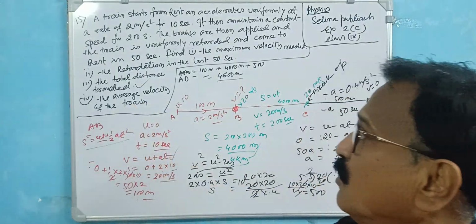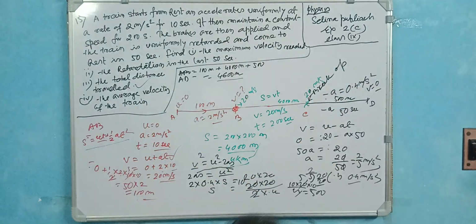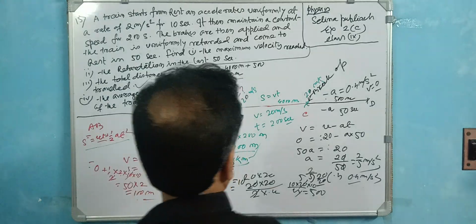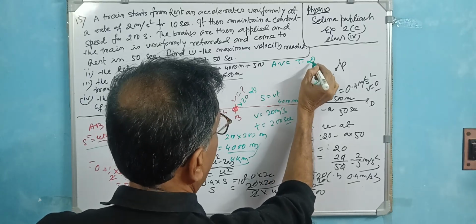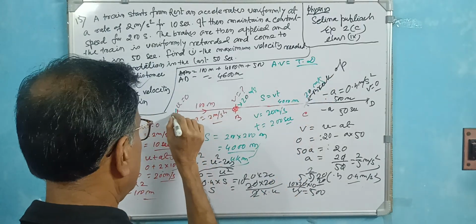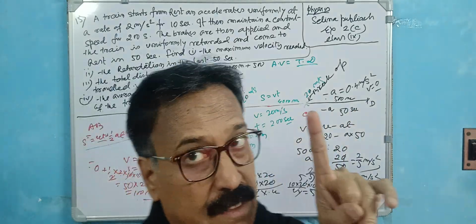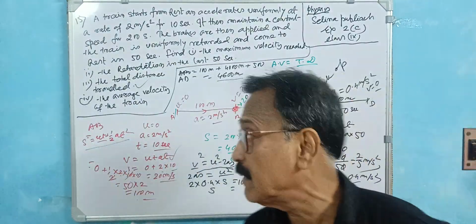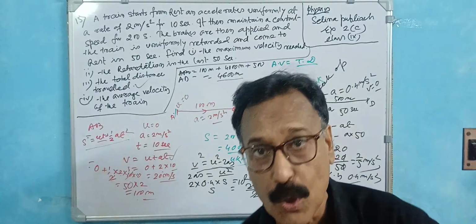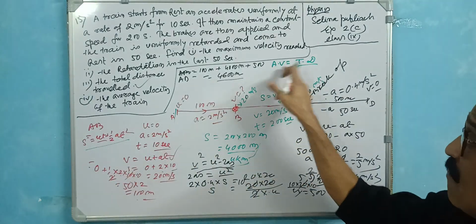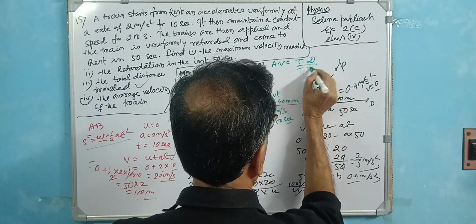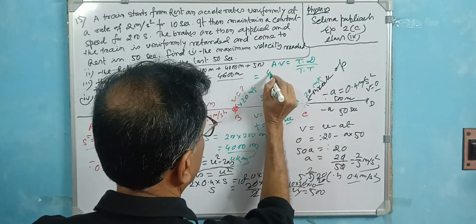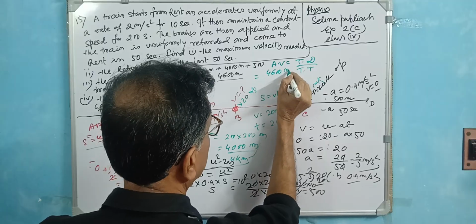Now the average velocity. Average velocity means total displacement by total time. It must be the displacement, not the distance, but the displacement and distance are the same here. Is that okay? So total displacement is 4600 meter.